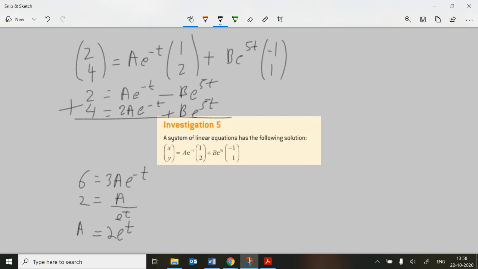Okay, so there's a. And if we want to work out what b is, let's substitute a back into here. So let's choose the first of those two equations. There's 1 and there's 2.